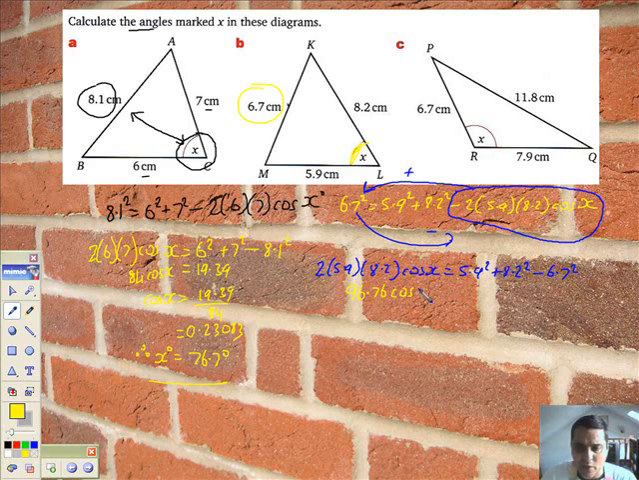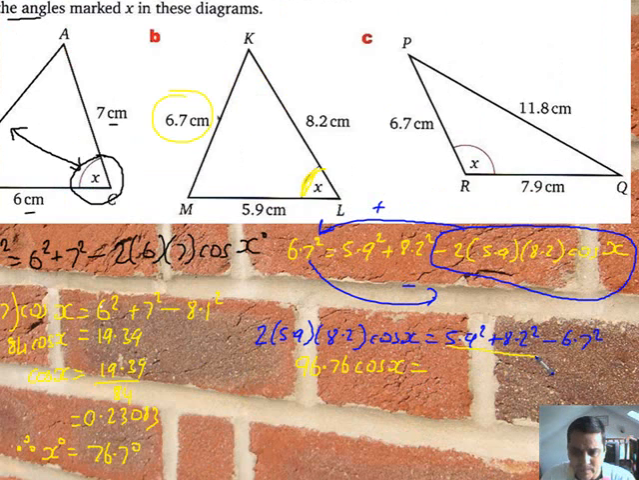So 2 times 5.9 times 8.2 gives me 96.76 times the cosine of the angle we want is, now work out that little blob there, so we have got 5.9 squared plus 8.2 squared and subtract 6.7 squared. Again, calculator can handle it beautifully. Press equals. This all comes to 57.16. So the cosine of the angle I'm looking for is 57.16 divided by that 96.76.